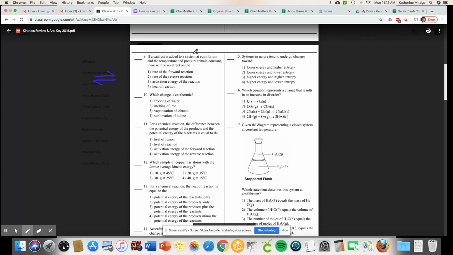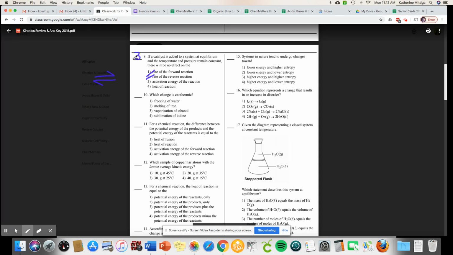If a catalyst is added to a system at equilibrium and temperature and pressure remain constant, there will be no effect on the rate of the forward. Well, there will be an effect on the forward because it will go faster. There will be an effect on the rate of the reverse because it will happen faster. Activation energy, heat of reaction. So activation energy will be lowered, and the heat of reaction, that won't change.